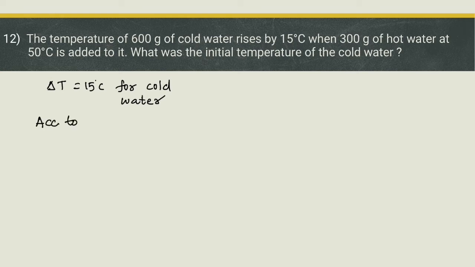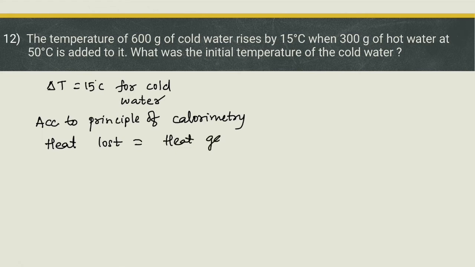So according to the principle of calorimetry, or according to the principle of mixture, heat lost is equal to heat gain. Heat lost by hot water, mass times c times delta T of hot water, is equal to mass times c times delta T of cold water. Let me cancel c first.